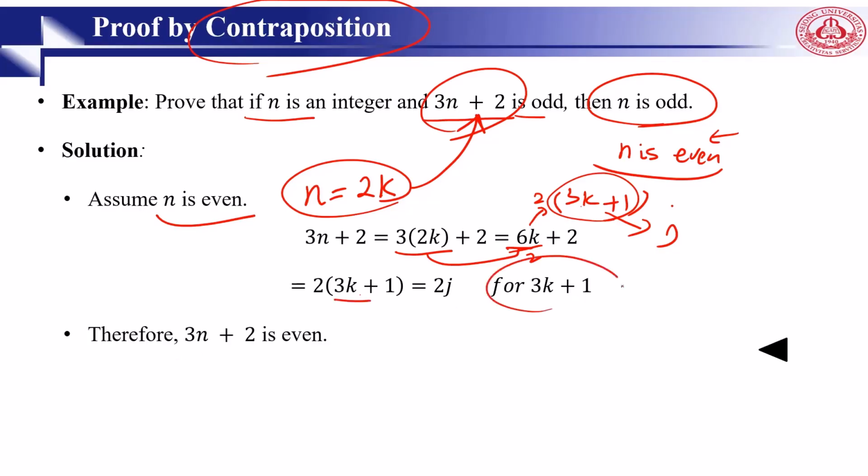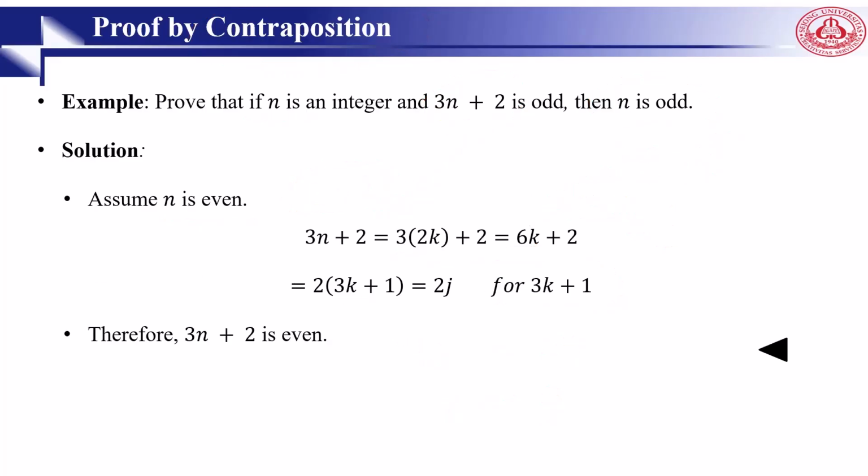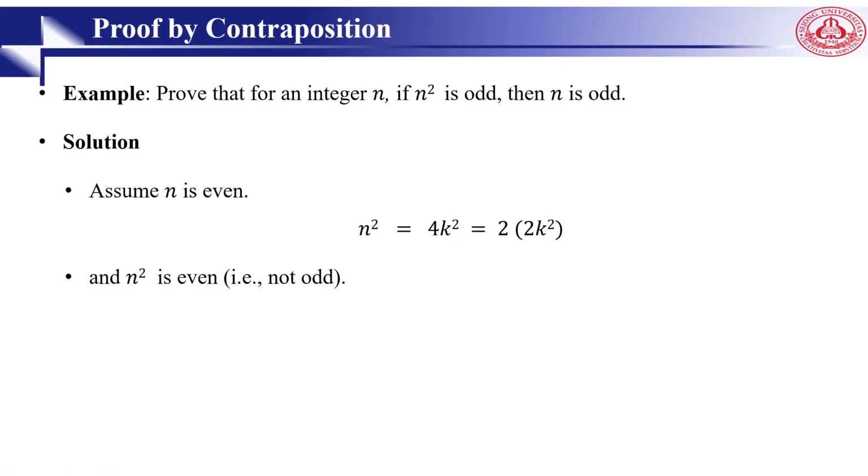Therefore, because we come up with something even, right? The opposite side. Then we say that it is the opposite. Since we have shown that not q implies not p, it means p implies q, right? We come from even, we come to this one. From odd, we come to this one. If n is an integer and 3n plus 2 is odd, not even, then n is odd, not even. This is called contraposition. Another example: prove that for an integer n, if n squared is odd, then n is odd. We use proof by contraposition to prove this one.